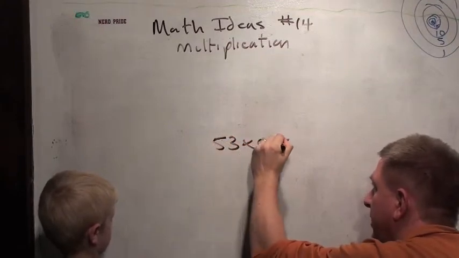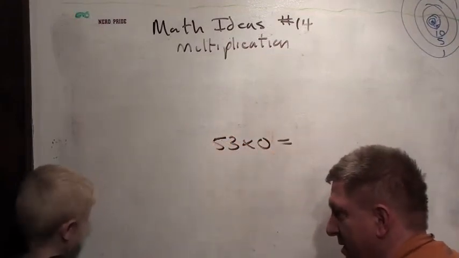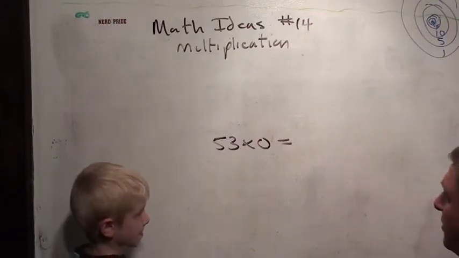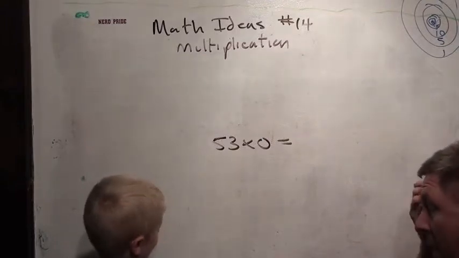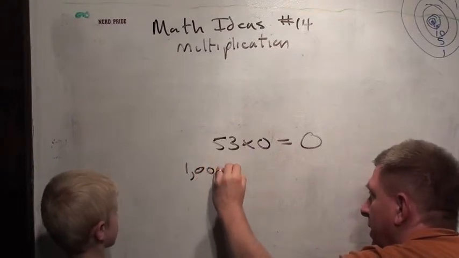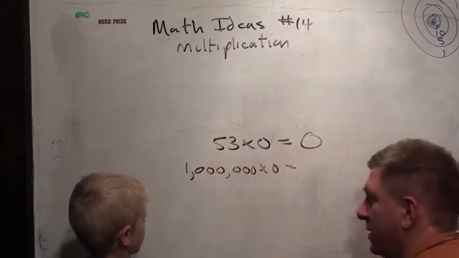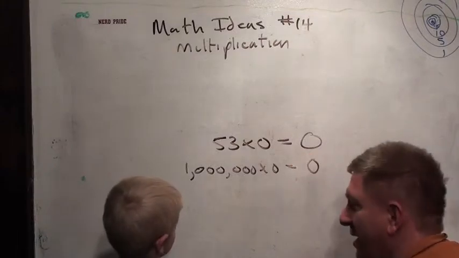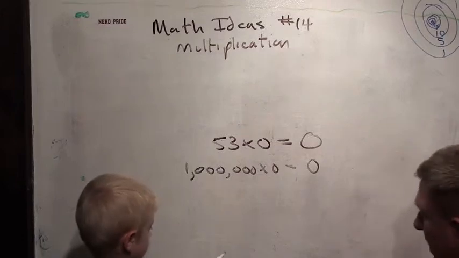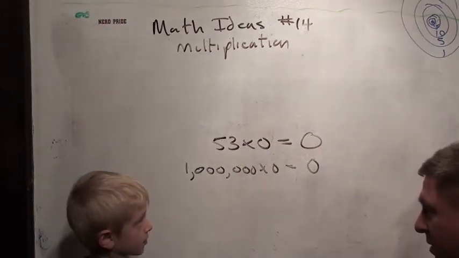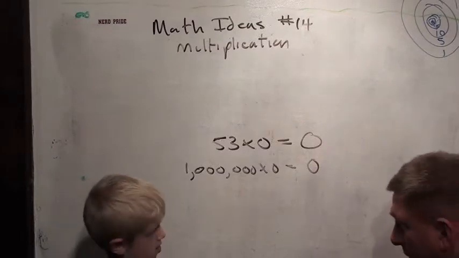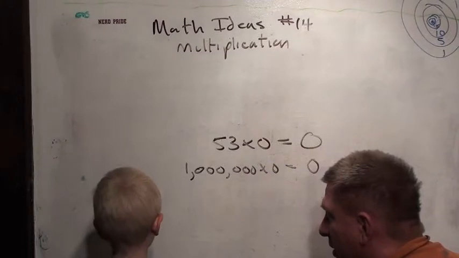53 times 0. What does that mean? It means like no sets of 53. No sets of 53. So, what is 53 times 0? 0. What's 1 million times 0? 0. What's any number times 0? 0. Any number times 0 is 0. And any number times 1 is the number you started out with. Cool. Okay, now, what about even more harder multiplication?